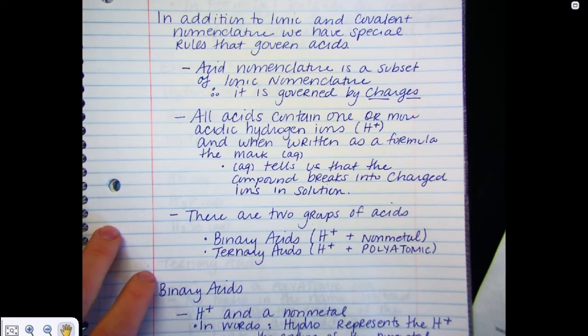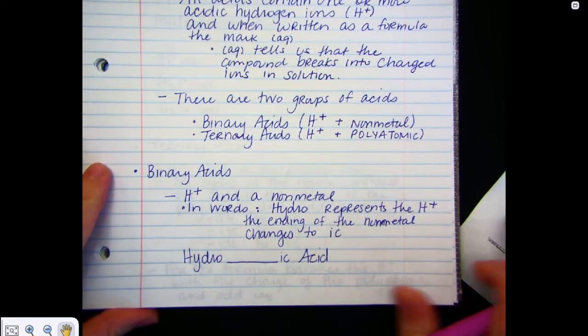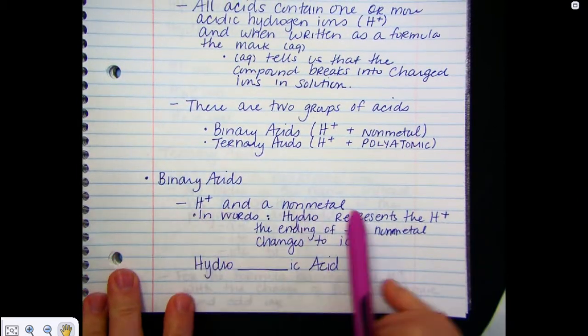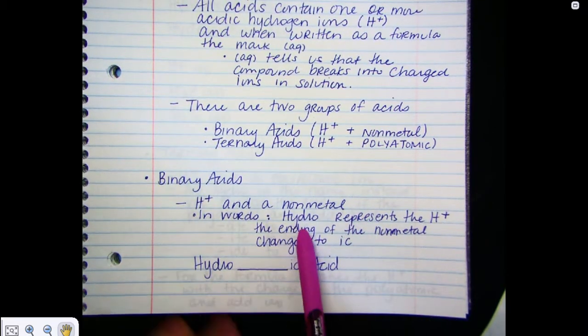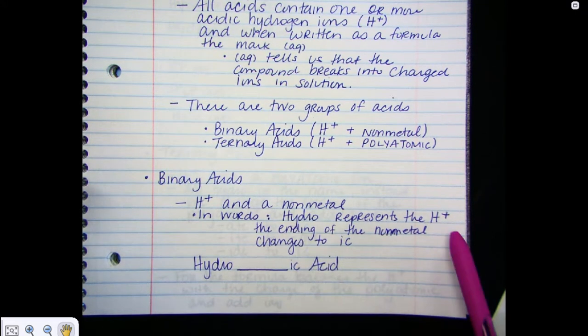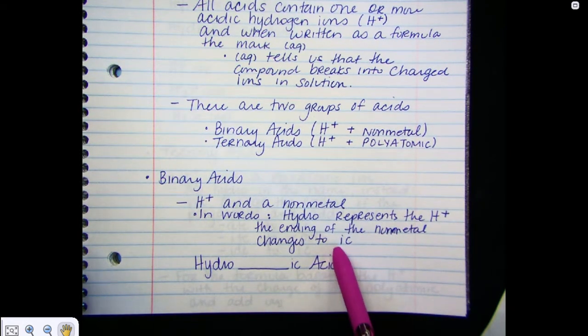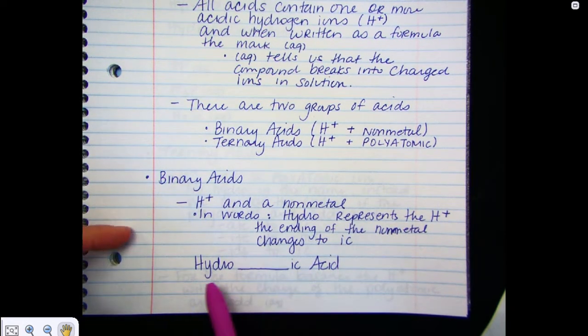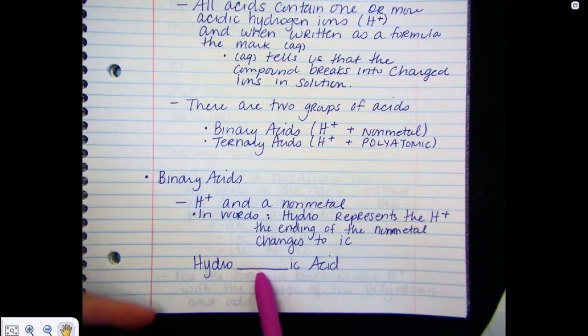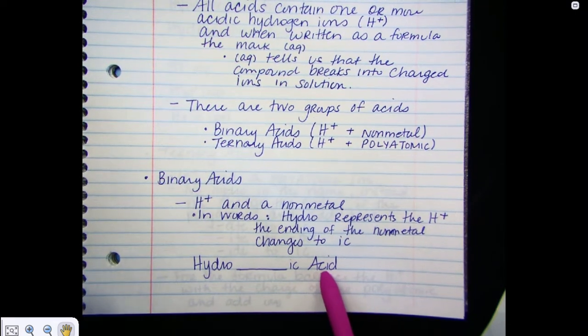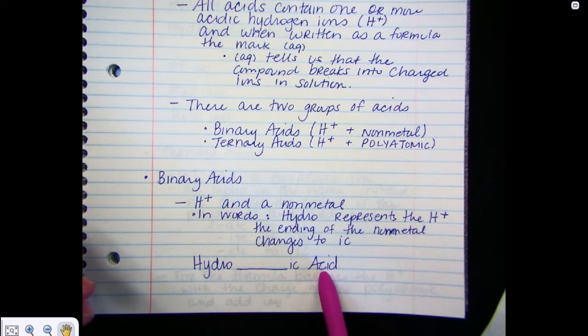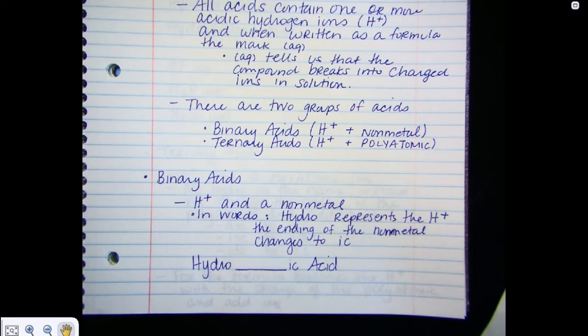So let's look at the binary acid rules first. So again, this is hydrogen, the H+ with a nonmetal. In words, we use the beginning part hydro to represent the H+, and then the nonmetal ending, we change the ending to ic, and then we toss acid on the end. So functionally, it sounds like hydro, whatever the nonmetal is, ic acid. Okay? The most common one that you would know from previous classes would be hydrochloric acid, HCl. Hydro representing the hydrogen, chloric for the chlorine, and then acid to tell you it's an acid when it's in the name.